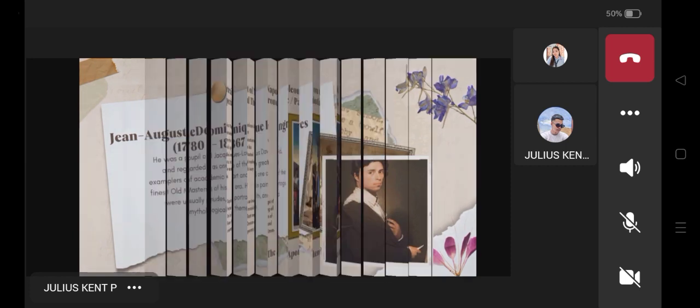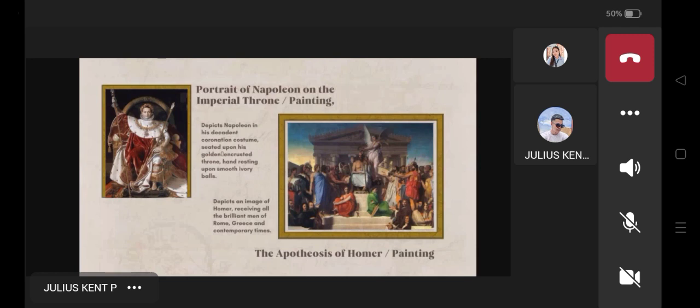So ito ang mga paintings na sikat. Portrait of Napoleon on the Imperial Throne. Depicts Napoleon in his decadent coronation costume seated upon his golden encrusted throne and resting upon smooth ivory walls. Nagawa niya ito 1806. Tapos yung location ng painting na to ay nasa Army Museum. Tapos ang ginamit din na pang-paint ay oil paint.